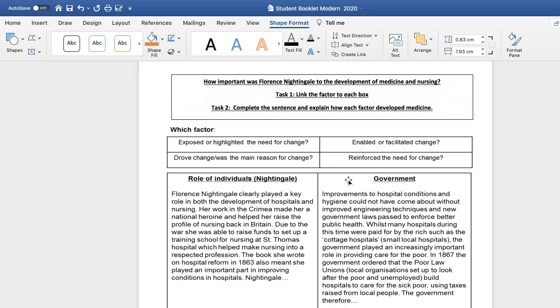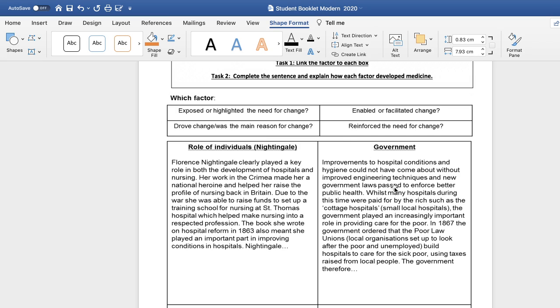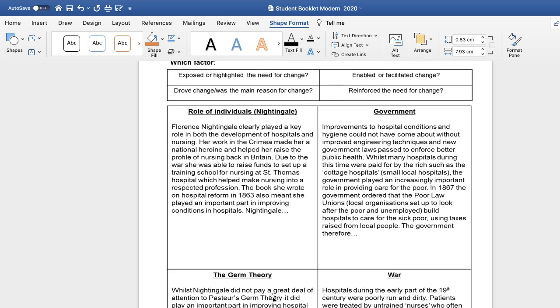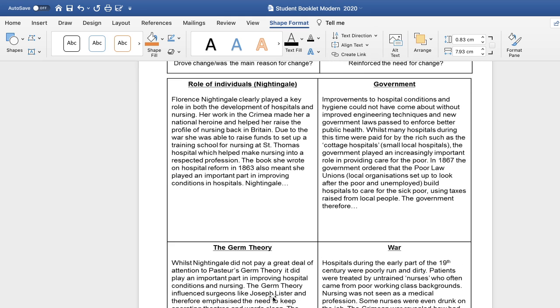It's up to you however you want to do it, but I might argue that the thing that exposed the need for change was when Florence Nightingale went to the war, to the Scutari hospital, and saw the difference. She might have been the one who drove the change. The government enabled it to happen, so it was able to make sure those changes happened. And the germ theory reinforced it, made sure that people knew why it was happening, and proved why it should happen. Now, once you finish that, you can either just do arrows or number them. You just have to complete the sentences and explain how each factor developed medicine.